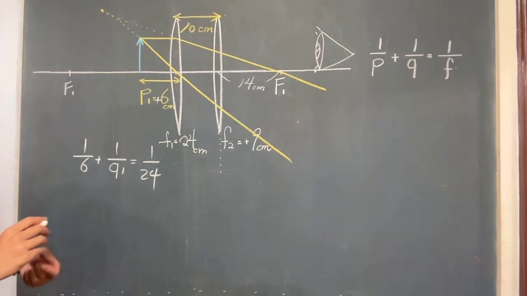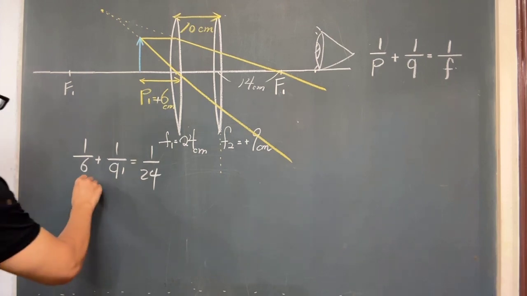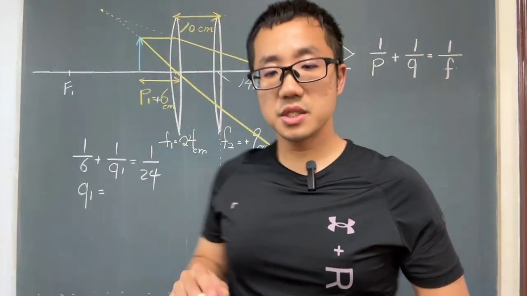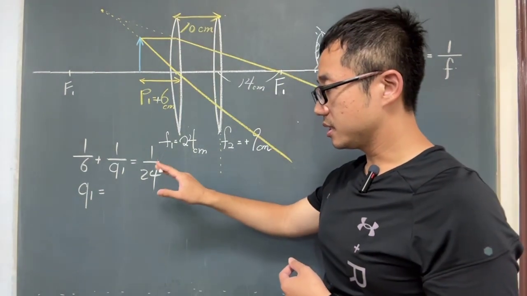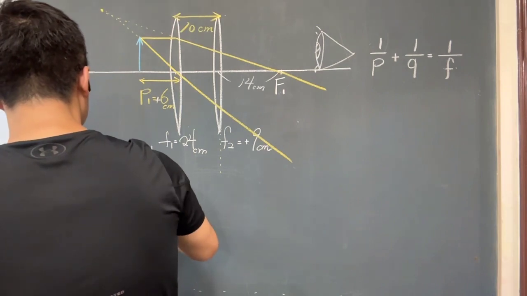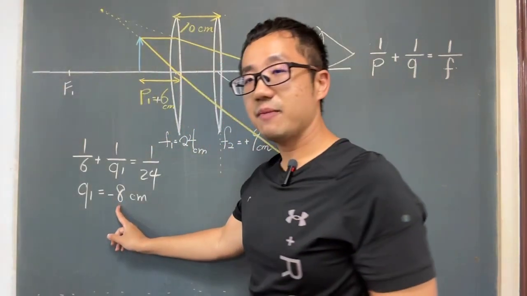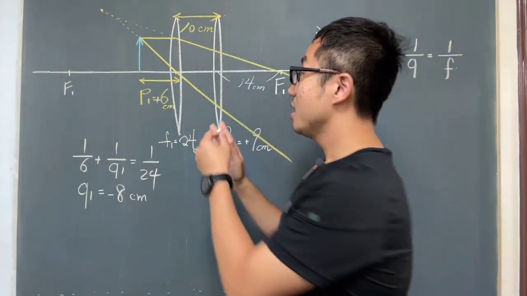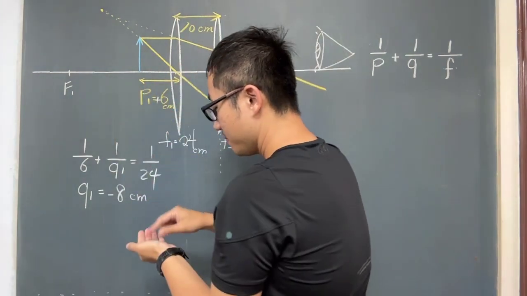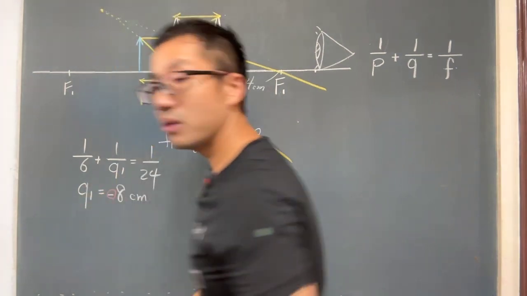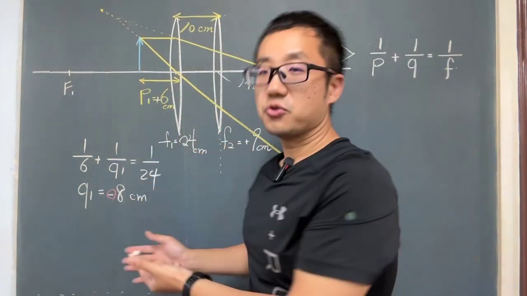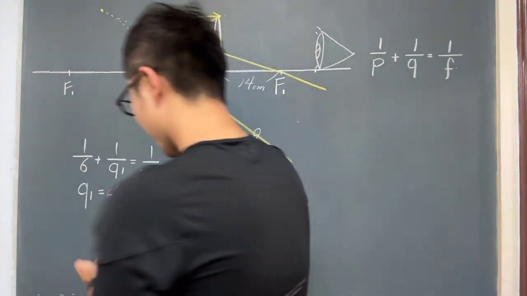All right, so it turns out that we get an image distance of minus 8. The value 8 means you are 8 centimeters away from the lens, and there's a minus symbol. The minus sign means you got a virtual image. All right, you got a virtual image.